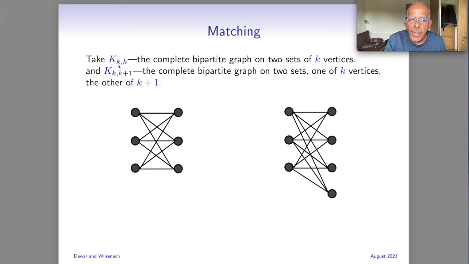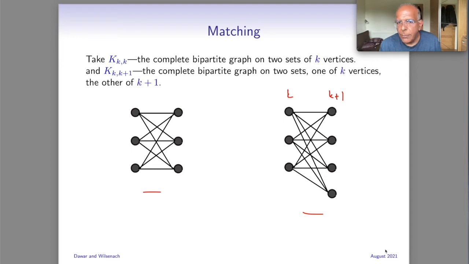Take, for any k, this graph, which is the complete bipartite graph on two sets of k vertices. This is a complete bipartite graph with k vertices on the left, k plus 1 vertices on the right. This one has a perfect matching. This one clearly doesn't, right?